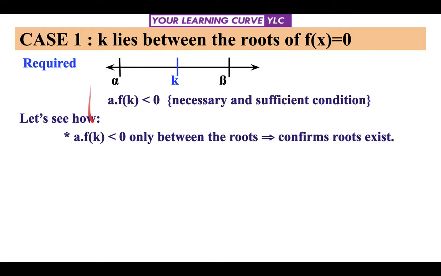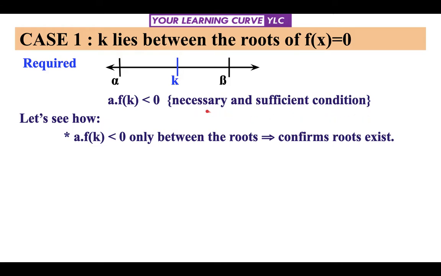The necessary and sufficient condition to ascertain this is you have to make only one inequality, a times f of k, that is leading coefficient into value of function at that point, is less than 0. This is the necessary and sufficient condition. Only one inequality is required. What is the meaning of necessary and sufficient? This statement is quite frequently used in mathematics. So let's understand the meaning of this statement. Necessary means this inequality is compulsory. You have to make this inequality.